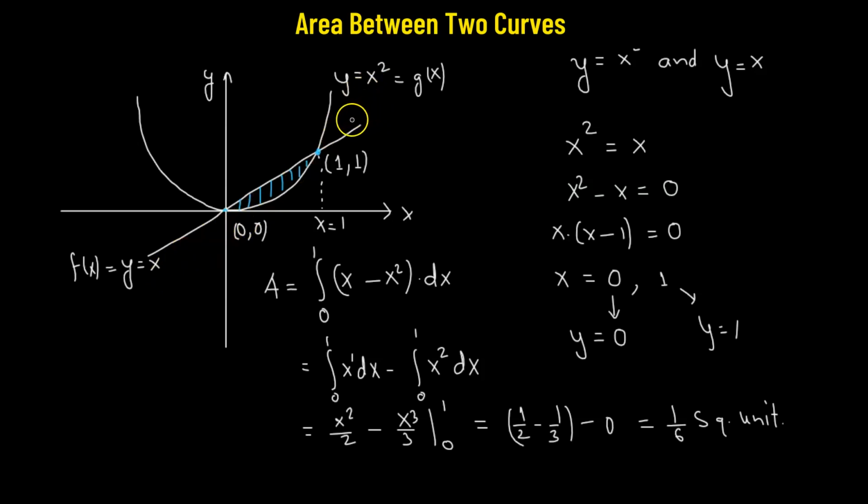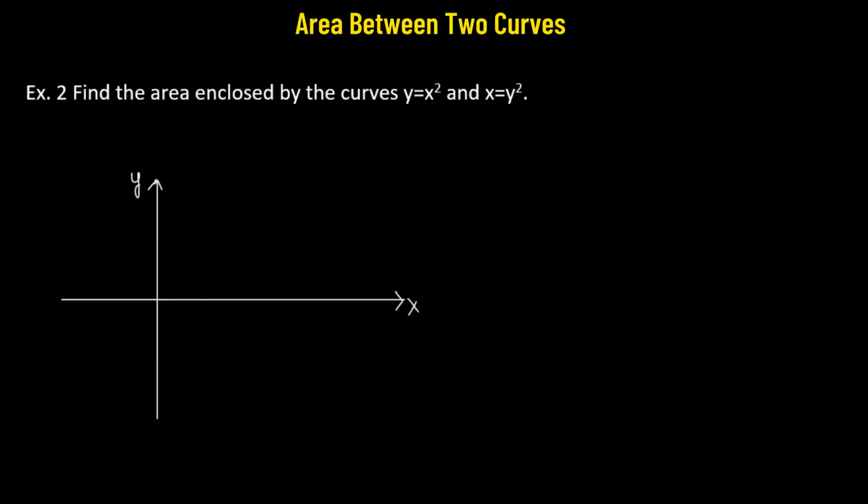Let us work on another problem. So we have to find the area enclosed by the curves y equals x squared and x equals y squared. We'll begin with y equals x squared. This is an upward facing parabola with its vertex at the origin. Then we have x equals y squared. This is also a parabolic function, which is going to be a right facing parabola with its vertex at the origin.